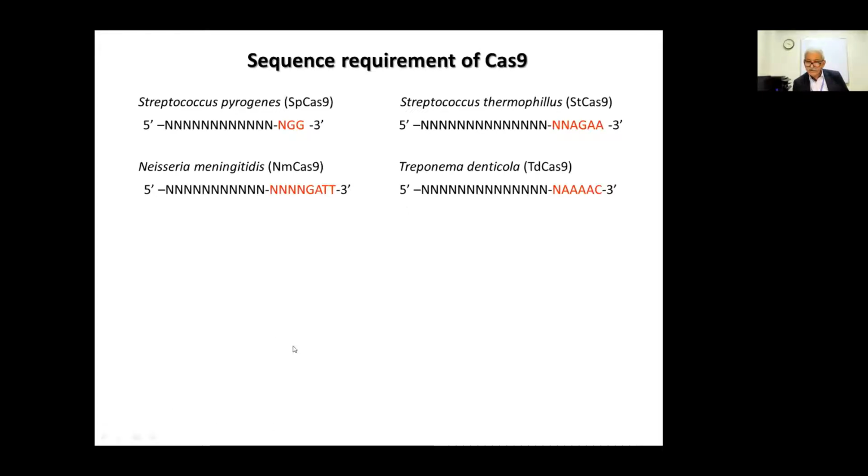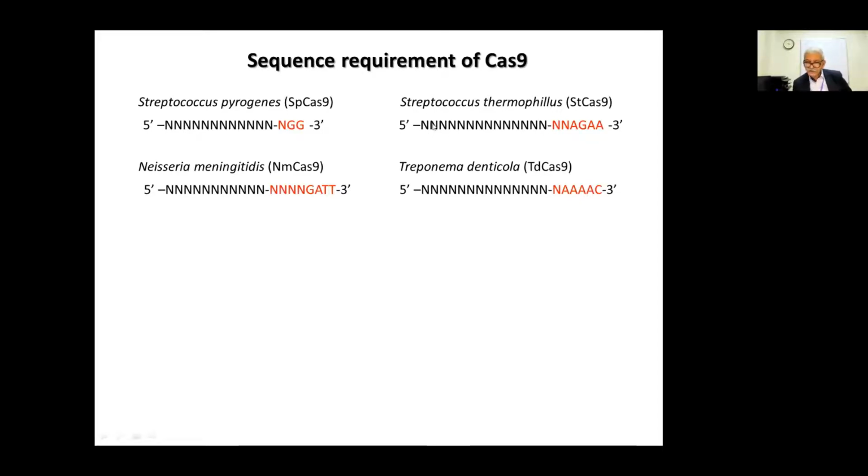This enzyme is produced actually by several different microorganisms. Staphylococcus sp, Streptococcus sp. So these are two different organisms. Both of them produce Cas9. Neisseria meningitidis, NM. Treponema denticola, TD Cas9. Cas9 is from many different organisms.